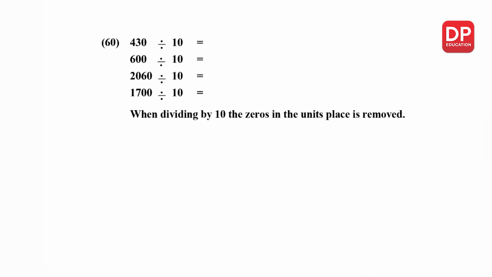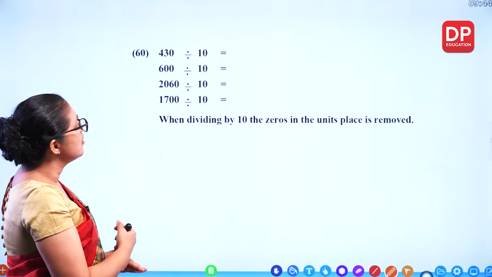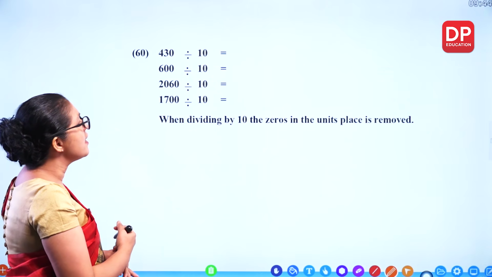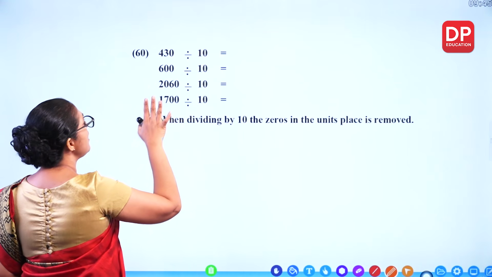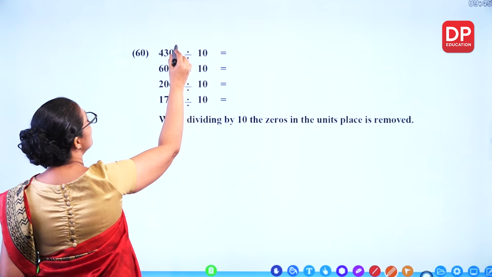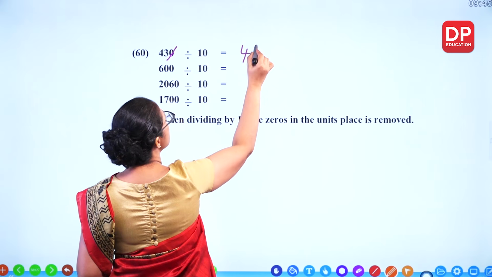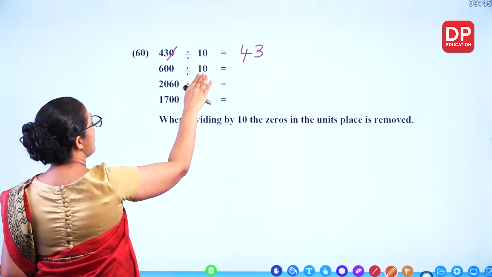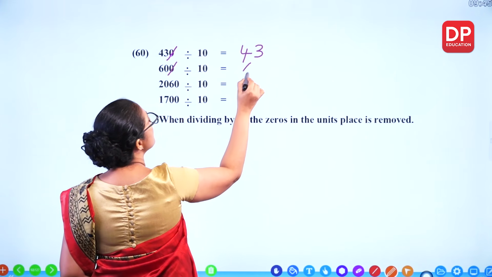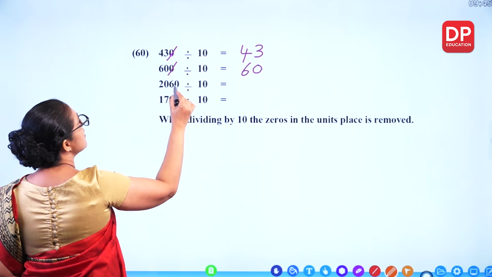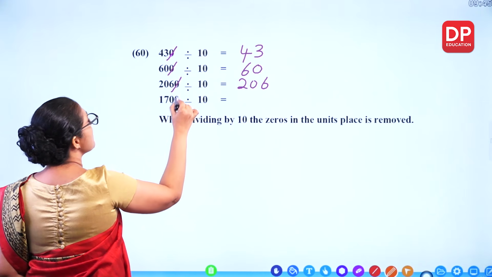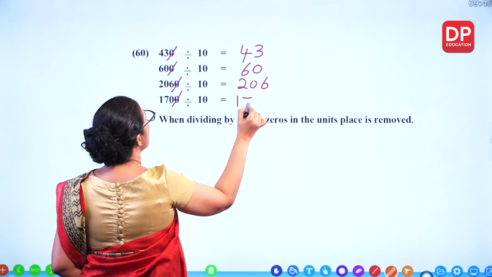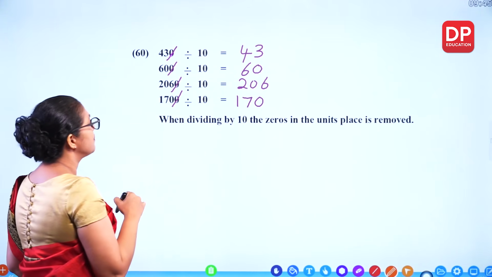Now when you are dividing by multiples of 10, what happens? You are just removing zeros. If you are dividing by 10, you are removing 1 0. So you remove 1 0, the answer is 43. This answer divided by 10 means you are removing 1 0. Answer is 60. This one, remove 1 0, 206. This one, remove 1 0, 170.